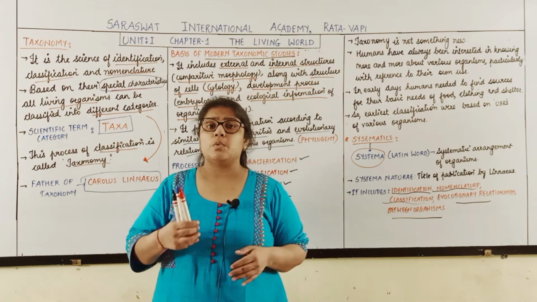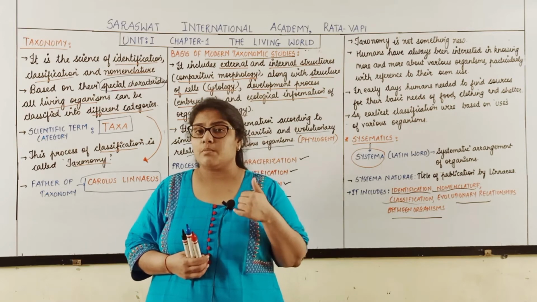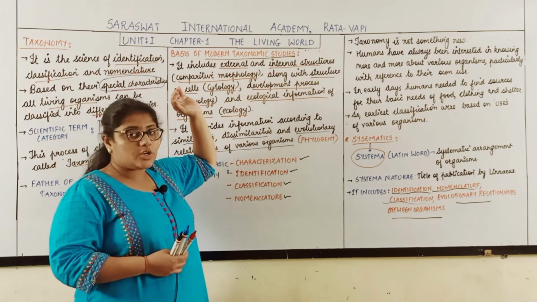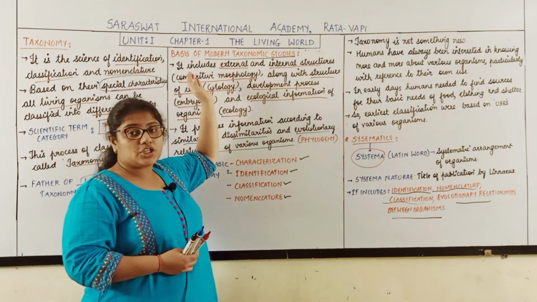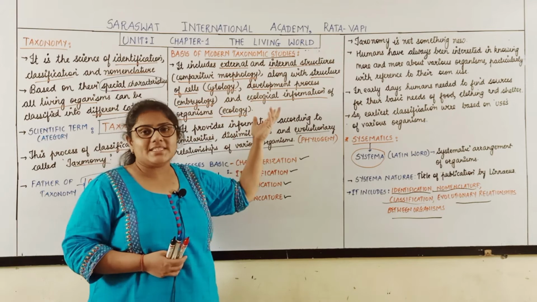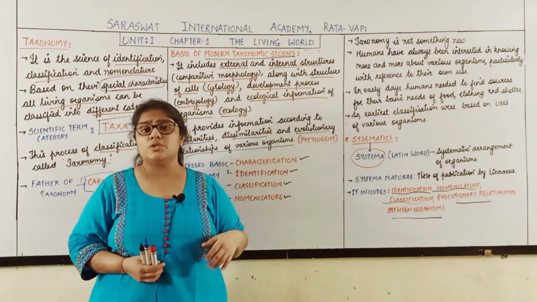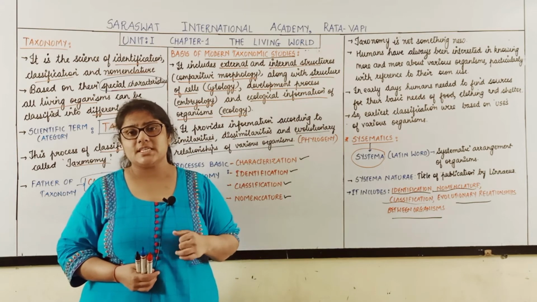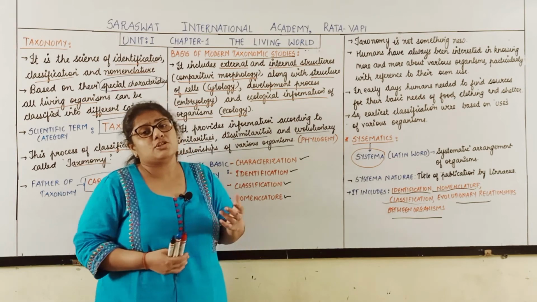So students, what things are included in the modern taxonomic studies? Internal and external structures of an organism, structure of the cells. When I say structure of cell, what does it include? Whether the cell is a prokaryotic cell, whether it is a eukaryotic cell, whether cell wall is present or not.